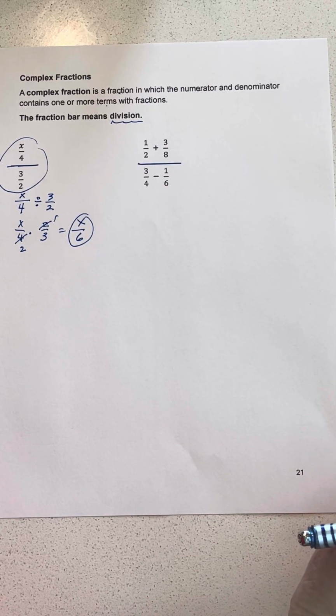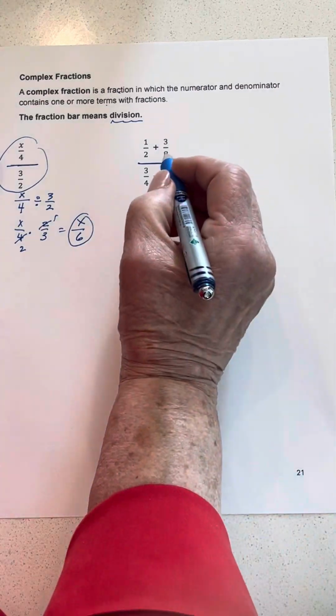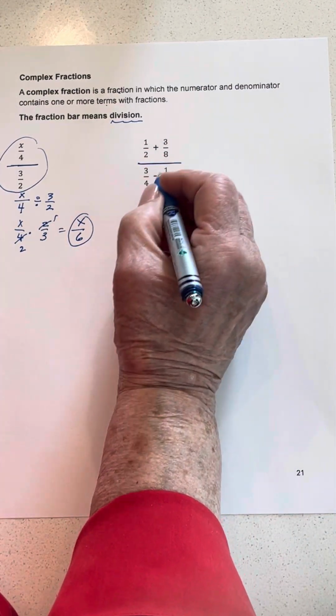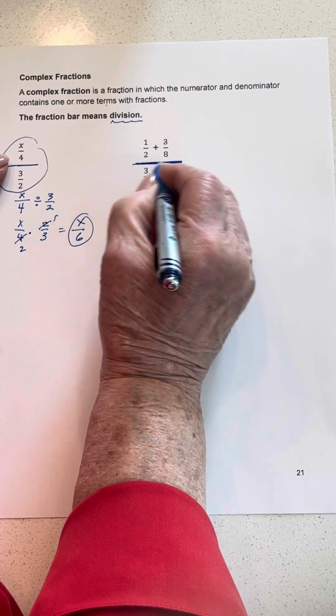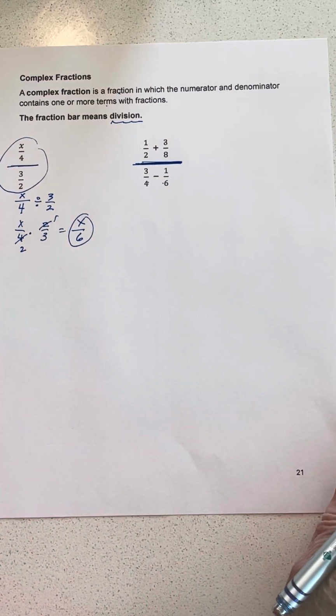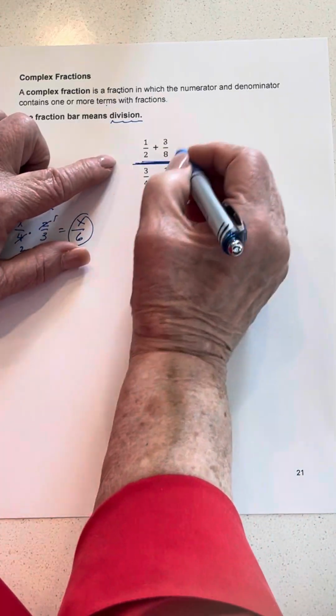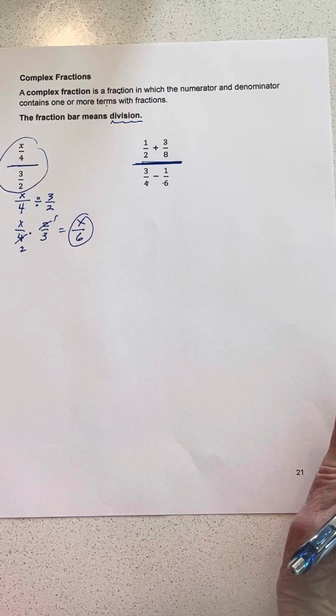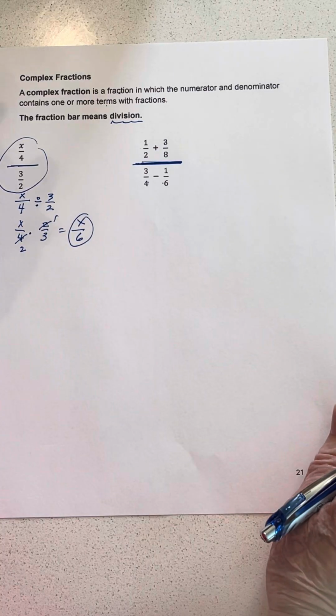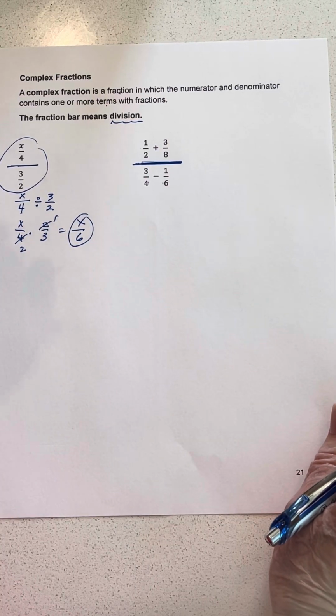The other problem that we have here is a complex fraction because it has fractions in the numerator, fractions in the denominator. And we know that this fraction bar is a symbol of inclusion, like parentheses. So we're going to have to figure out everything on the top and divide it by whatever everything on the bottom comes out to be. So we're going to have to add on the top. We're going to have to divide on the bottom.